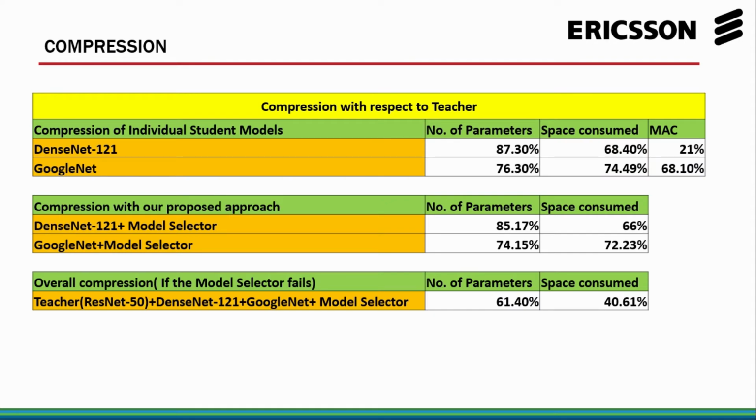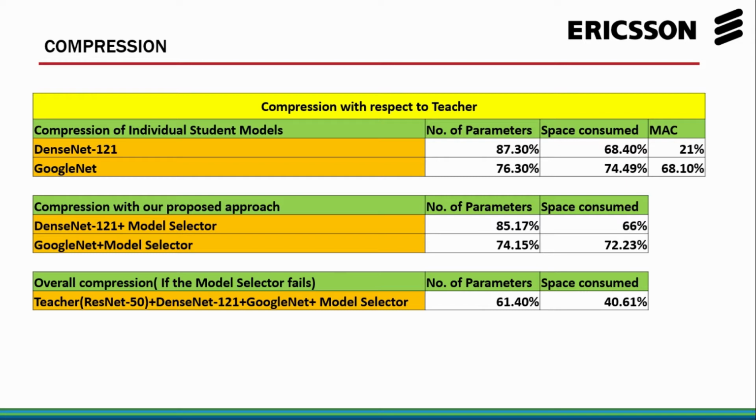Here we present the results for the compression of the student models and the proposed approach, and the overall compression with respect to the teacher model. We are analyzing the compression on three attributes: the number of parameters, that is computing efficiency; the space consumed, which is the memory footprint; and MAC, which is the number of multiplication and addition counts. We find that DenseNet is compressed up to 87.3% with respect to the teacher. In this way we produce the compression results for all the models.